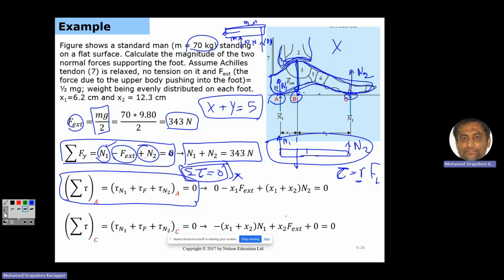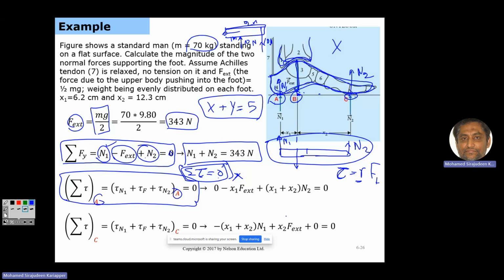When I choose the point B, the torque from the force N1 is not 0. There will be some torque from force N1 because of R multiplied by N1. There will be a torque from N2 also. Again, in the equation, you will have both N1 and N2. That's not a good strategy. You choose the point such that you have only one unknown, so you can solve for it. So that's why we choose the point A.